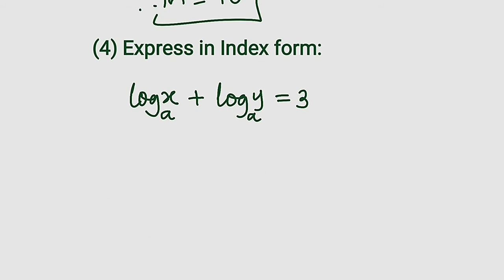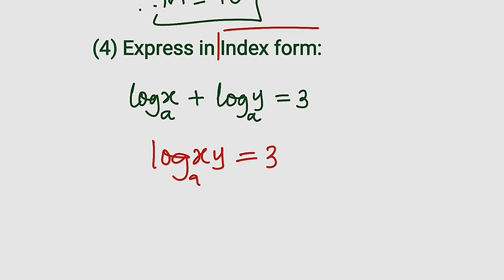Question number 4, we are asked to express log of x with the base of a plus log of y with the base of a equal to 3 in an index form. Remember one of the laws of logarithm, which stated that if you have addition between two logs of common bases, you can see the bases are the same. You can take a log with that base, log to base a, then you multiply the arguments, x times y, and this is equal to 3.